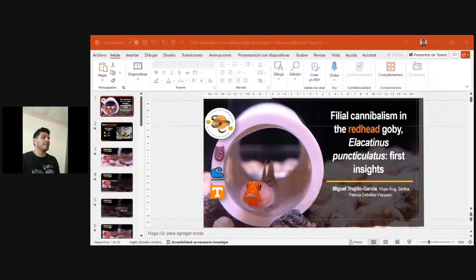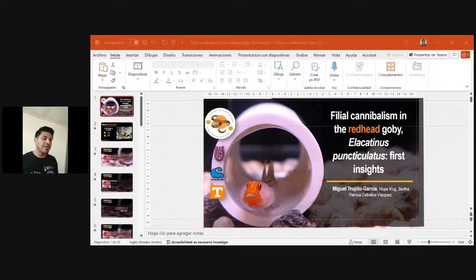I'd like to define first what is filial cannibalism. It's the act of eating your own progeny, as in the example that we can see on the right side, and that is a centipede eating its young. It's the mother in this case.